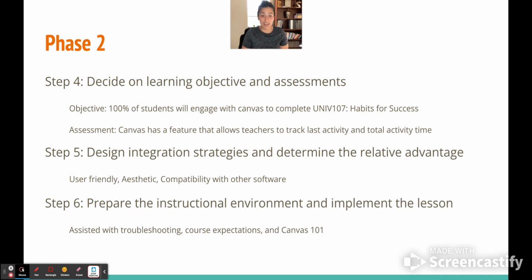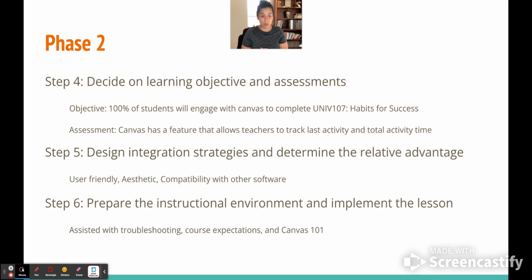Well, Canvas does have a feature that tells teachers the activity of their students, how long they've been on, when was the last time they logged on. So that is a really good way to assess if students are actually engaging in the course or not. Then we go into step five. It is important for teachers to design integration strategies and determine the relative advantage. So, what can this platform do that couldn't be done before? Important to keep that in mind because we don't want to just substitute it. We want to make sure that we substitute it for something that can do something better, if that makes sense.